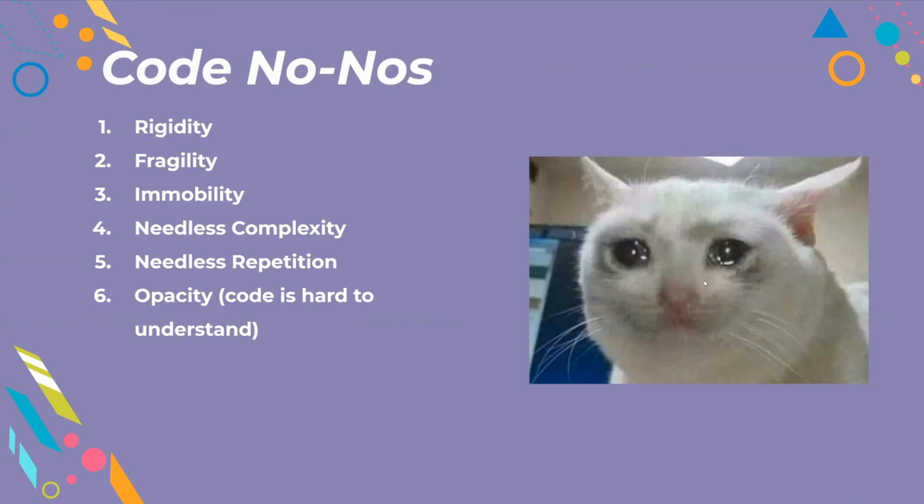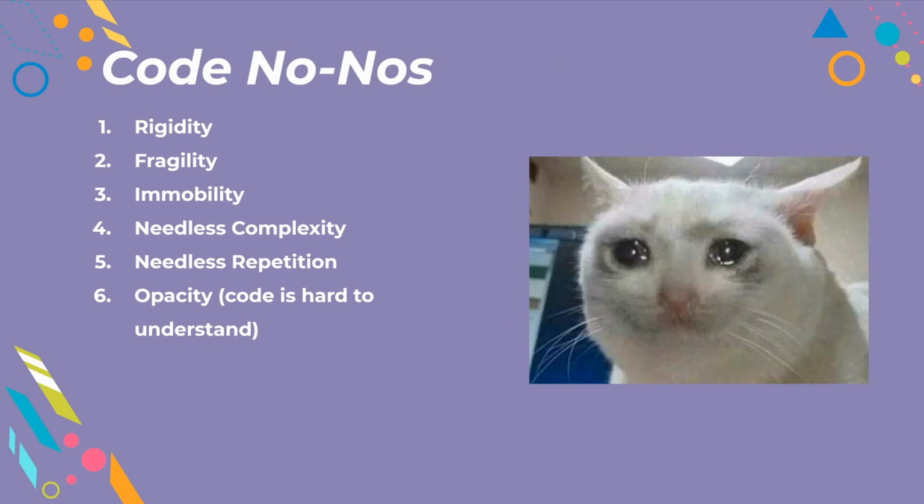So yeah, some big code no-nos. Number 1 is rigidity, meaning don't have your code be difficult to change. If you change one part of your code, don't have that suddenly cause a bunch of changes throughout the entire code. So make sure you keep your code fluid. Number 2 is fragility, which relates to number 1. Don't have your code break just because you make one small change. So yeah, keep it separate.